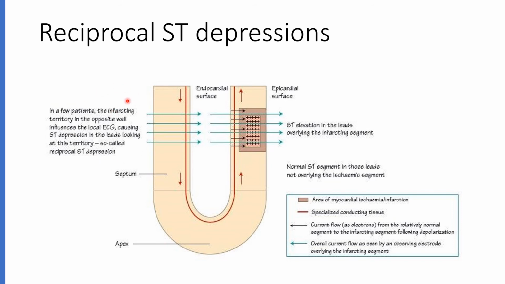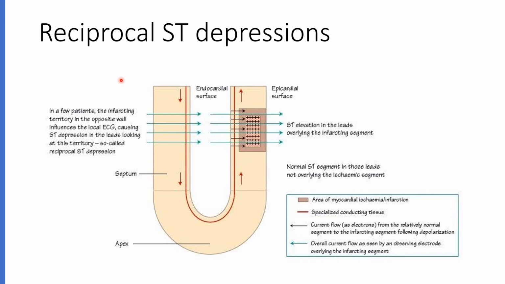So these changes that happen in the electrodes that are opposite to where the MI is happening are called reciprocal ST depressions. These reciprocal ST depressions are not showing you what is happening in the myocardium just underneath the EKG electrode. It's actually showing you what is happening in the part of the myocardium that is exactly opposite to this electrode. So this is kind of like a mirror image of the ST segment elevations that you see in this electrode, which is why we call them reciprocal ST depressions.